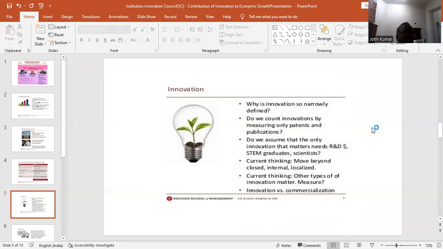So we have to have creative thinking, more than rational thinking, and we should think beyond, so that our vision must be clear. Our vision must be able to produce the development of innovation. And then the current thinking is, what are the other types of innovation that matter? They are defined here as innovation versus commercialization.